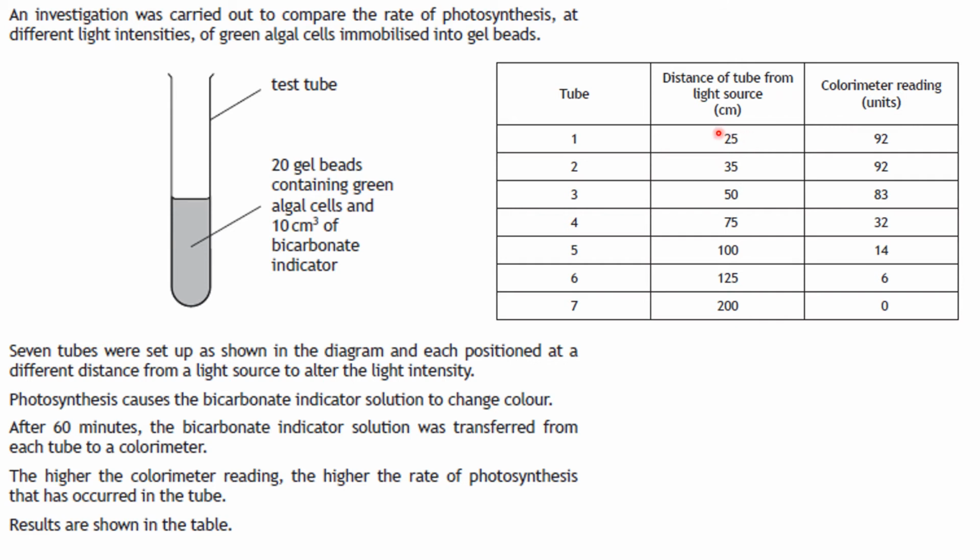So that you can see here, the closer the light source is to the tube, the higher the colorimeter reading, and as you move it away, as it becomes darker and darker, the colorimeter reading goes down.